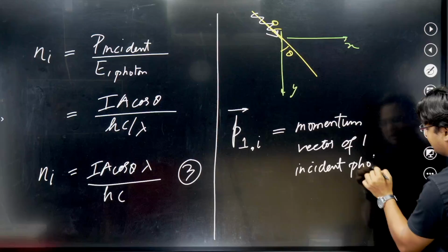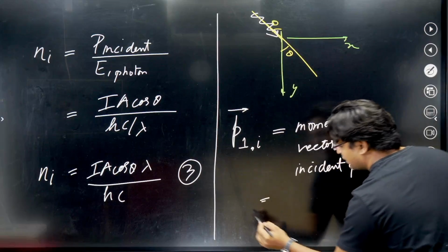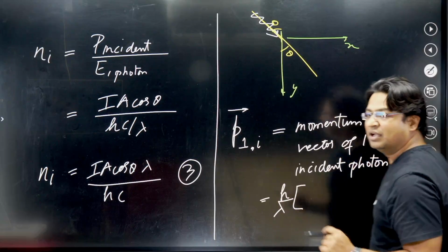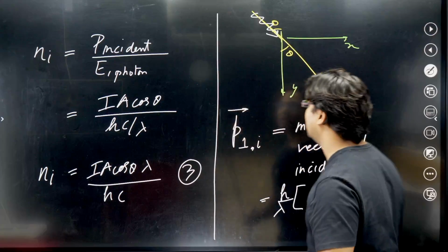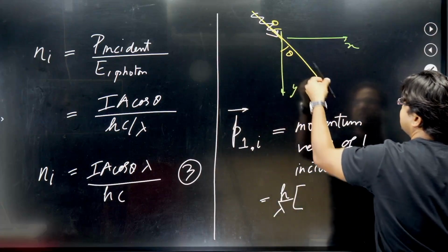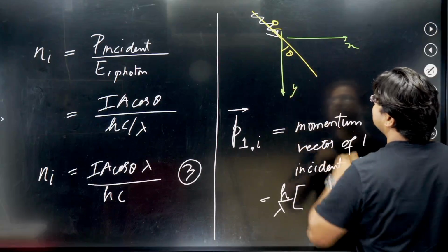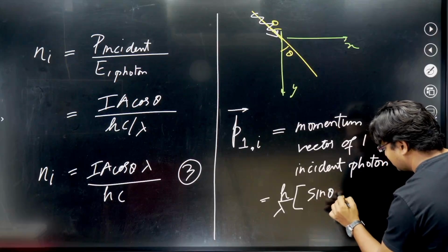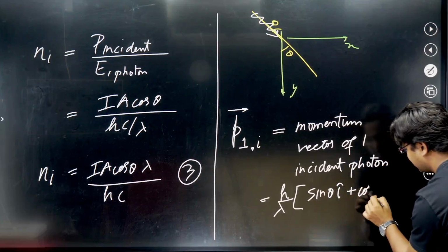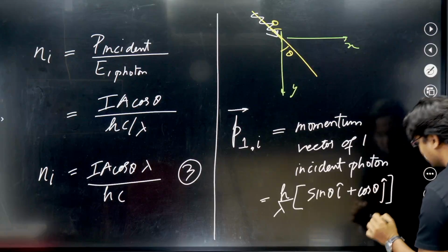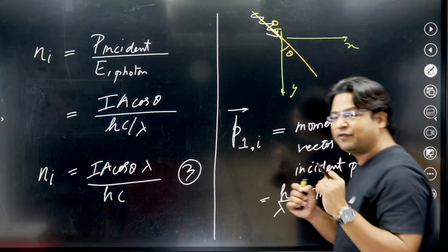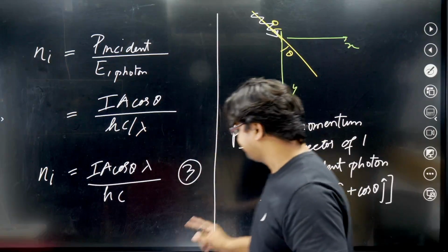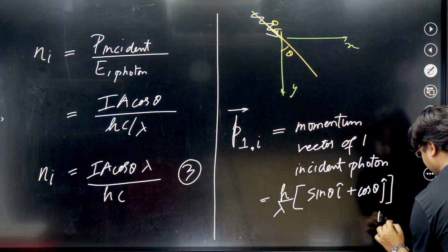So how do I write it now? I will write it as the magnitude of the vector, which is h by lambda, multiplied by the unit vector in the direction of the vector. So a unit vector in this direction would be sin theta i cap plus cos theta j cap. So this is the momentum of one photon that was incident on the plate. Let me call this equation number 4.